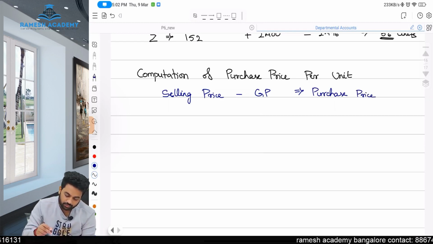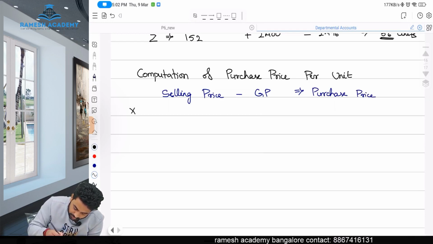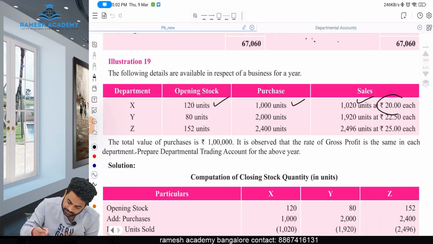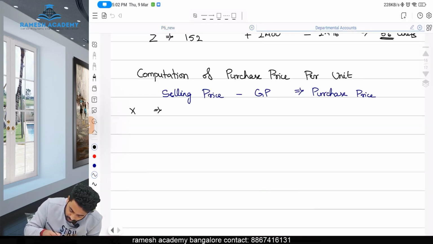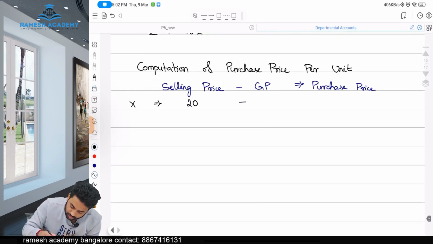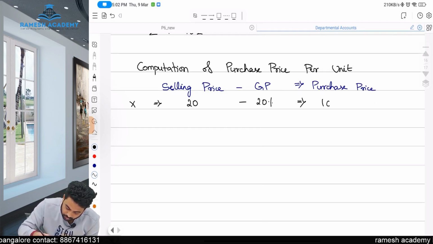Tell me how much is the selling price per unit of X. We will start with X. It is 20. 20 minus gross profit percentage. How much we computed? 20% only, no? 20 minus 20%, which is basically rupees 16. Purchase price is rupees 16.